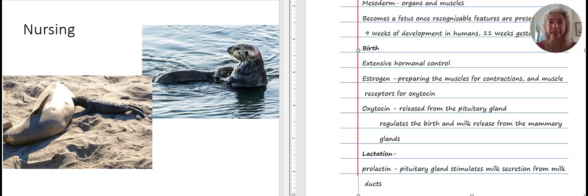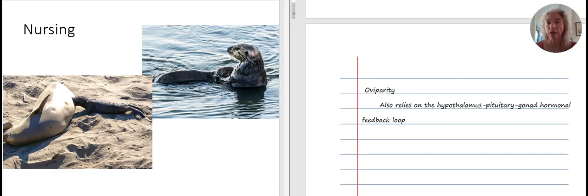Oviparity is similar in some ways to viviparity, but also very different. One similarity is the dependence upon the hypothalamus, pituitary, and gonads for hormonal secretions. Fish, amphibian, reptiles, and birds all rely on the hypothalamus, pituitary, gonad hormonal feedback. These animals all rely on luteinizing hormone, estrogen, and testosterone to regulate ovulation and spermatogenesis. In addition to these hormones, these animals rely on unique compounds for different stages of the process.